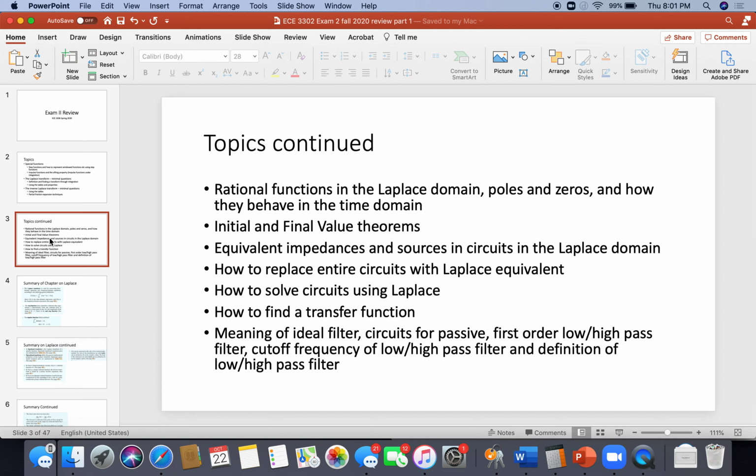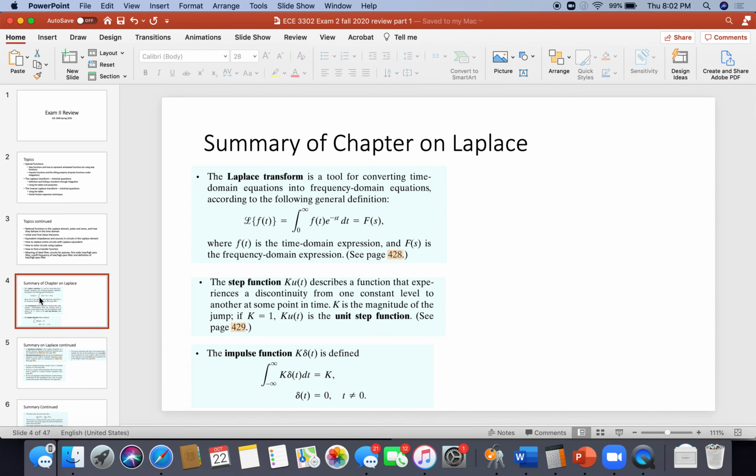Equivalent impedances and sources in circuits in the Laplace domain, how to replace an entire circuit with a Laplace equivalent circuit, how to solve circuits using Laplace, how to find a transfer function for a circuit, and then the more recent things, what do we mean when we talk about an ideal filter? What are the circuits for passive first order low and high pass filters? That would be either the RL or the RC. How to find the cutoff frequency, and sort of what is the definition of low and high pass, when are they used, etc. All right, so let's look at a little more detail.